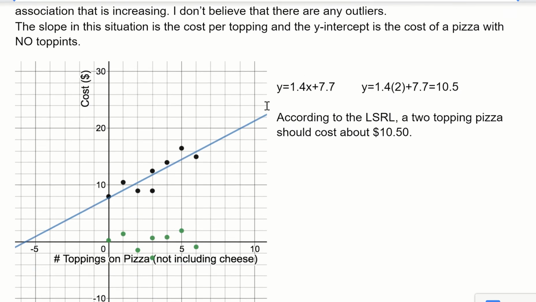So we see here the equation of the line of fit, and then it looks like this student's showing me that they're putting 2 toppings into that equation. They're getting 10.50. And again, nice sentence, right? According to the LSRL, a 2-topping pizza should cost about $10.50.